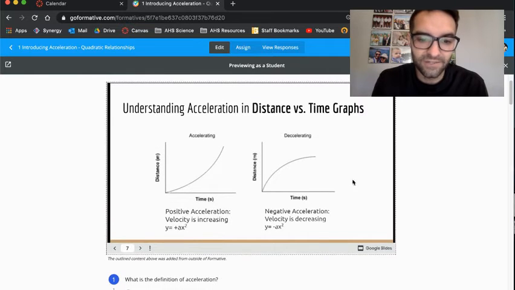Again, looking at acceleration more, we have accelerating and decelerating on these graphs, and you can see the difference. This one maybe starts out fast and then begins to slow down over time. This one starts off slow and begins to speed up over time. So those are acceleration and deceleration. But again, it can also be referred to as negative acceleration.